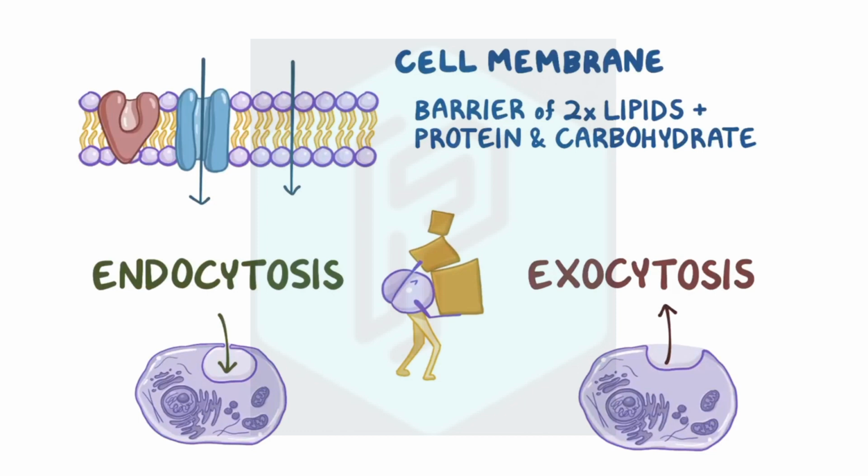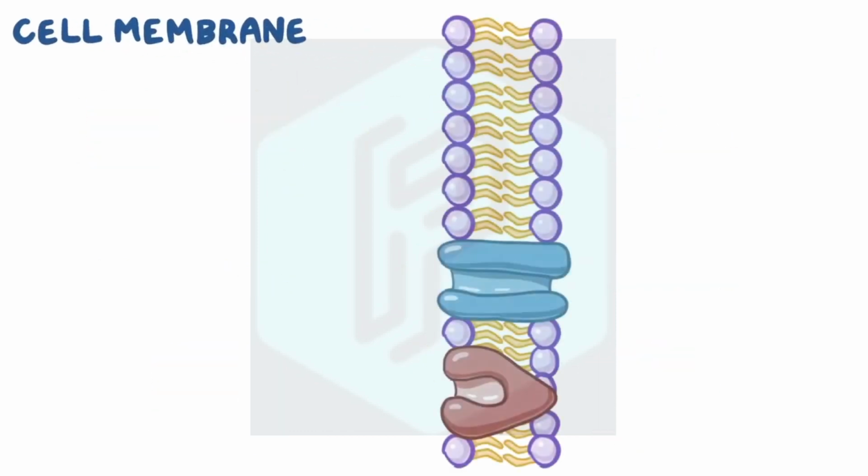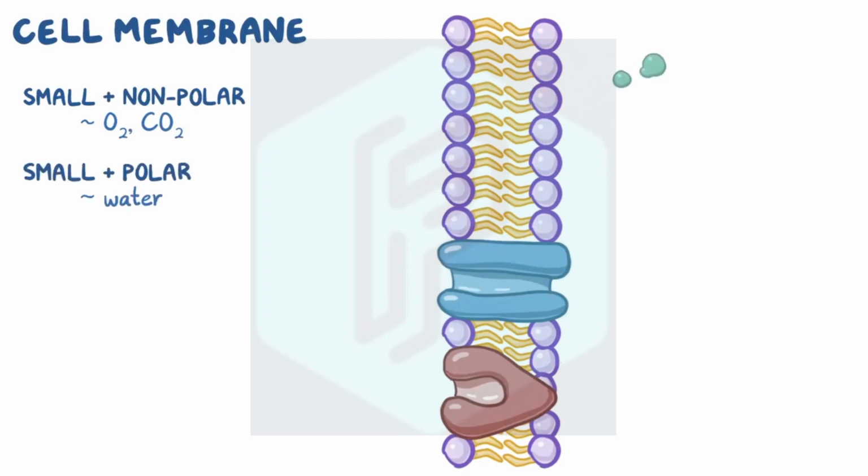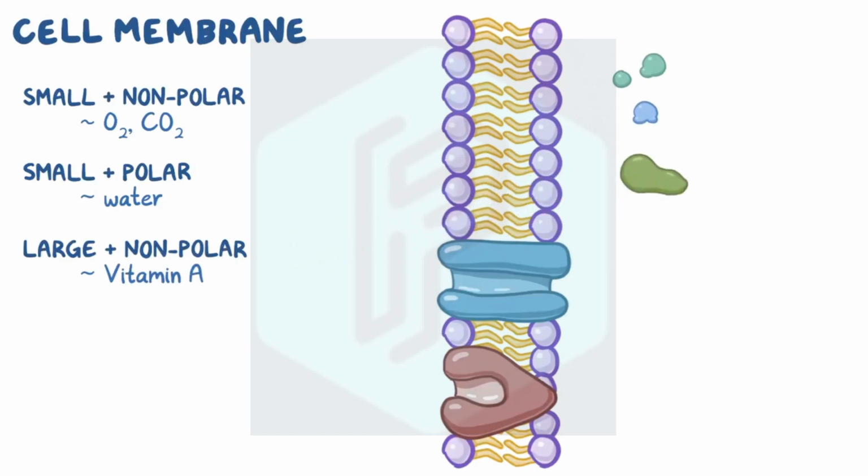respectively. There are roughly 5 categories of molecule that try to get across the cell membrane. Small nonpolar molecules like oxygen or carbon dioxide are able to diffuse rapidly through the cell membrane. Small polar molecules like water can cross as well, but do so very slowly. Large nonpolar molecules like vitamin A are also very slow to cross the cell membrane.